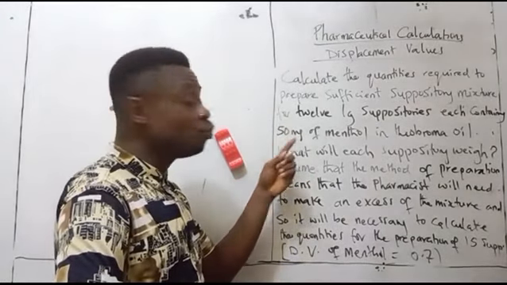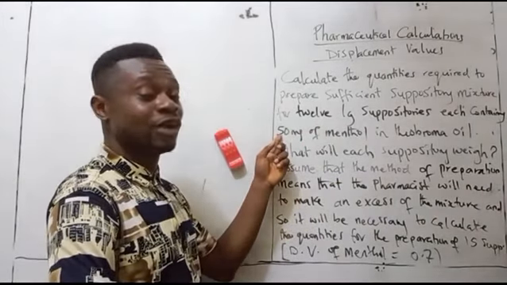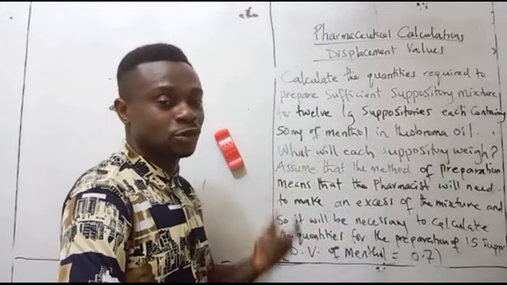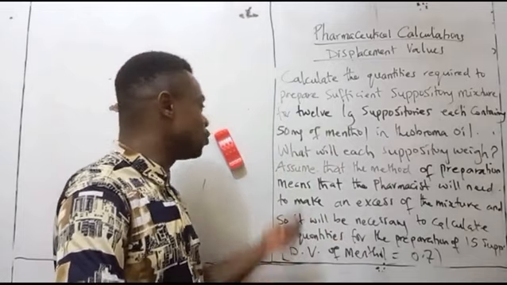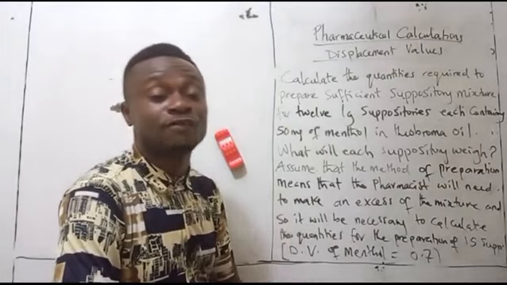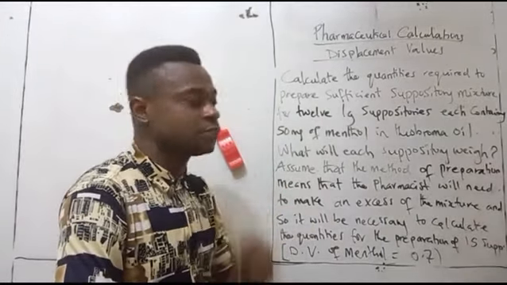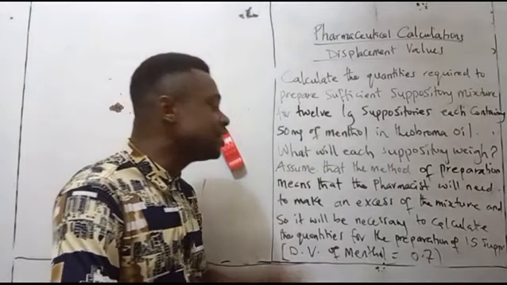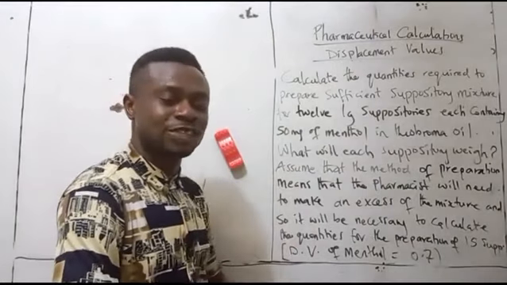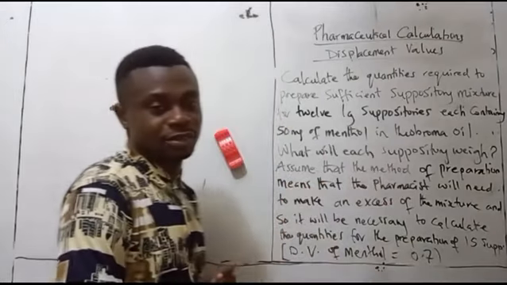Now we just need to move this from milligram to what? Gram. If we convert this to gram, you have 0.05 gram, because 1 gram is equal to 1000 milligrams. So if you move from milligram to gram, you divide by 1000, which gives you 0.05 gram. That is the amount of menthol in 1 suppository. But we are preparing 15 suppositories, so the amount of menthol for 15 suppositories is 0.05 gram times 15.